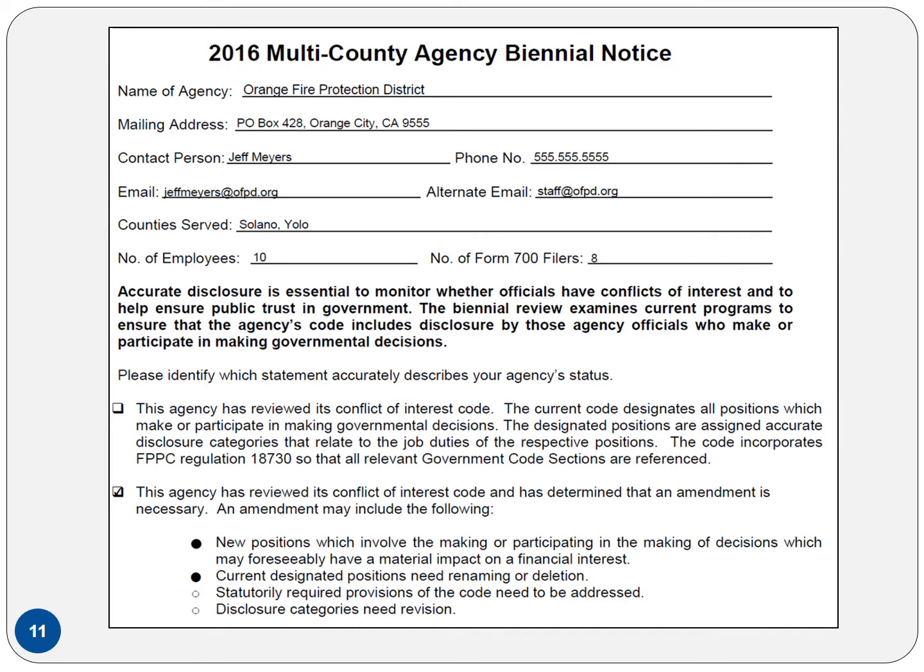Here is a sample of a completed biennial notice. Please note that city and single county agency notices are not returned to the FPPC. These are generally returned to the code reviewing body, which is the City Council for city codes and the County Board of Supervisors for local agencies with jurisdiction in a single county. Multi-county agencies return the biennial notice to the FPPC.